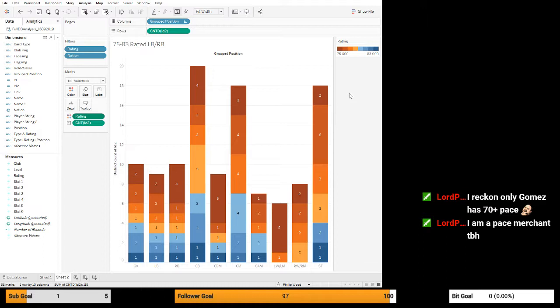Pace Merchant, yeah. You'd have liked that thing I posted the other day then, because I didn't have anyone below 70 pace. So here you can see the distribution. So the red ones are the lowest rated, to blue, which is the highest. I'll be right back. My oven's beeping.